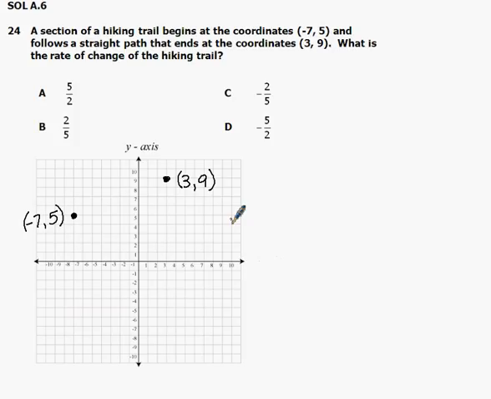Number 24. A section of a hiking trail begins at the coordinates -7, 5 and follows a straight path that ends at the coordinates 3, 9. What is the rate of change of the hiking trail?